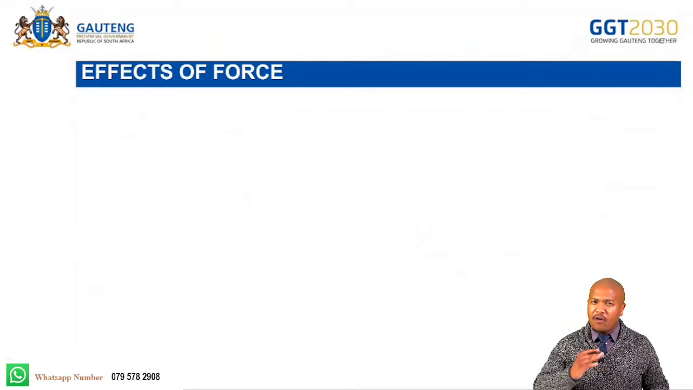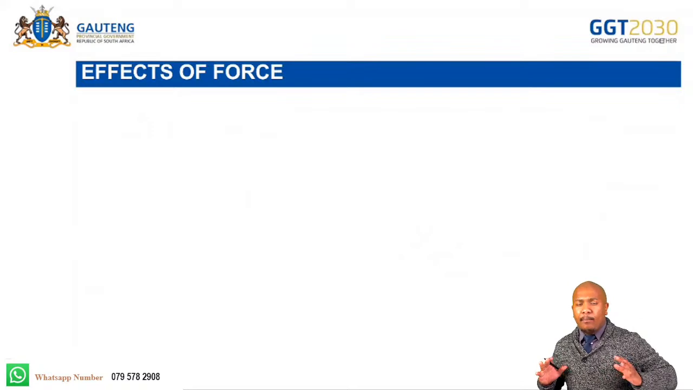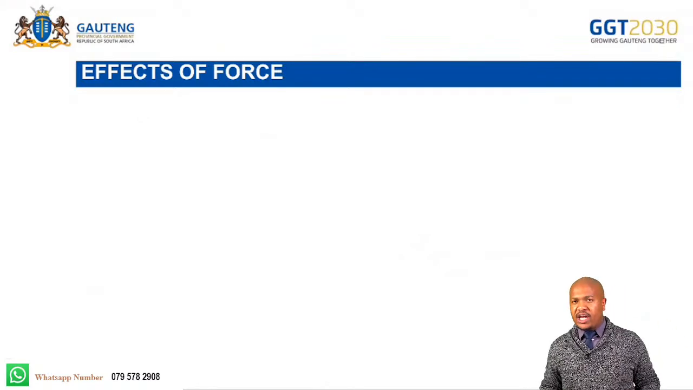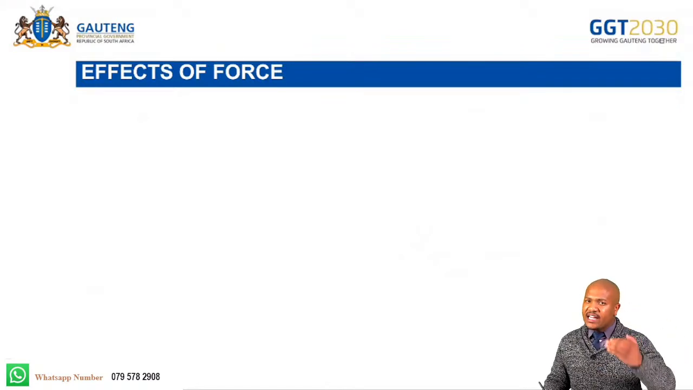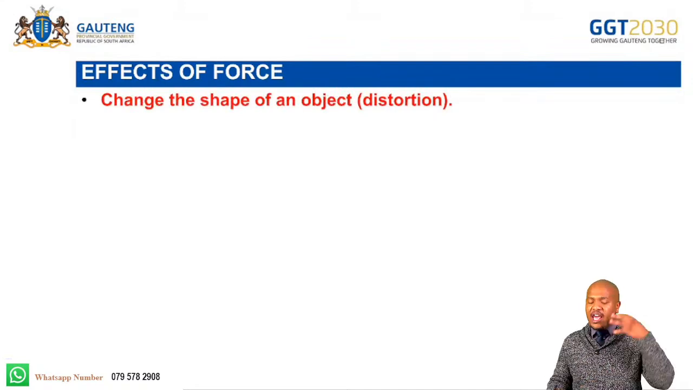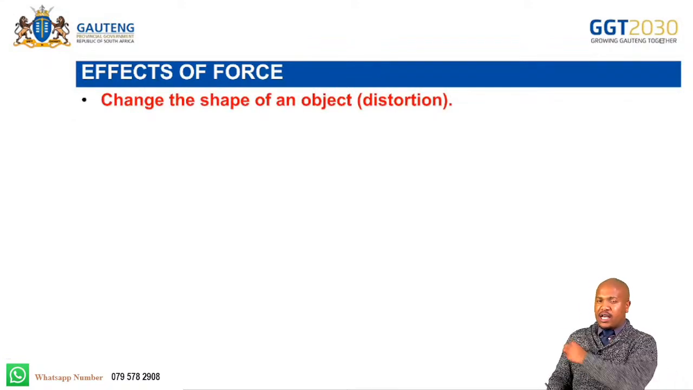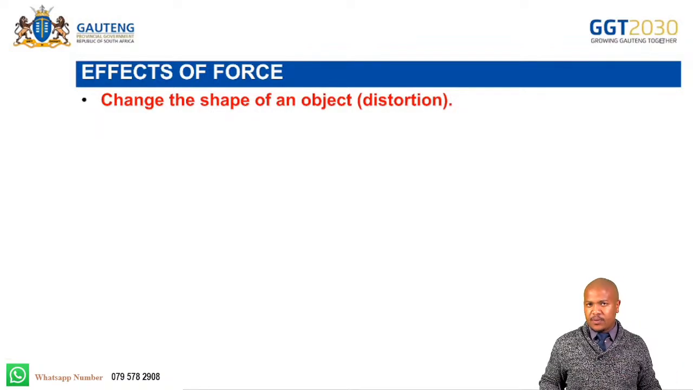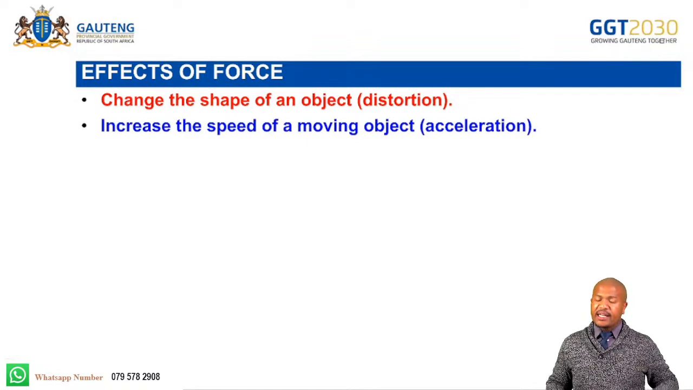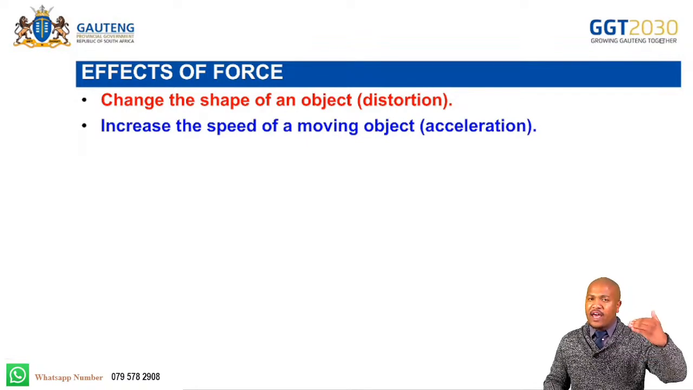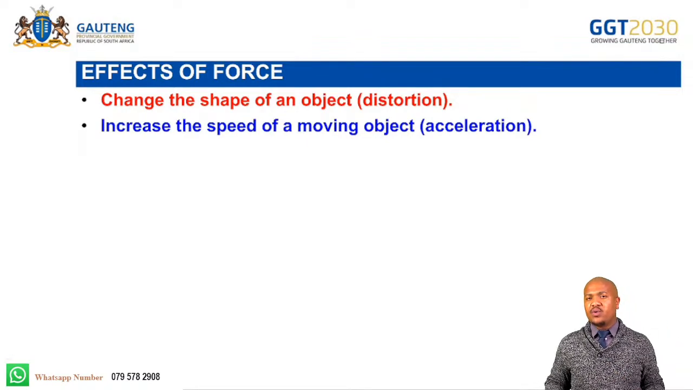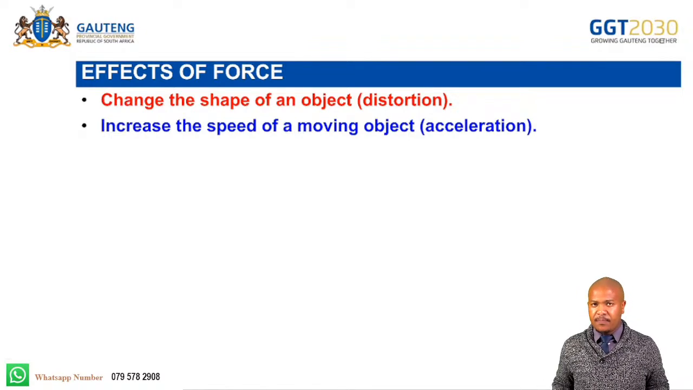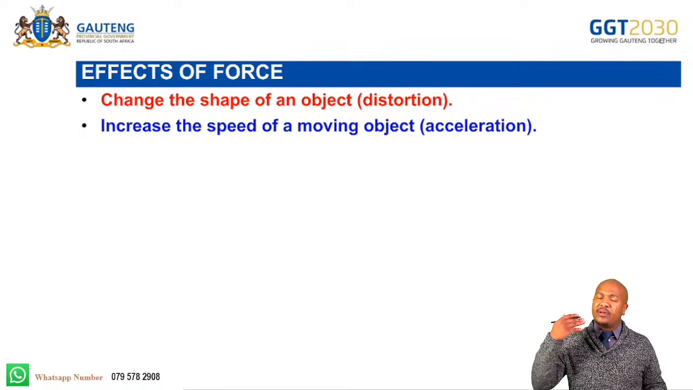As I've said, think of it: when you are pushing or pulling on an object, there is obviously going to be an effect. So what are the different effects of forces? A force can change the shape of an object. Not only that, it can increase the speed of a moving object, which is what we call acceleration. It can cause any object to build up speed.